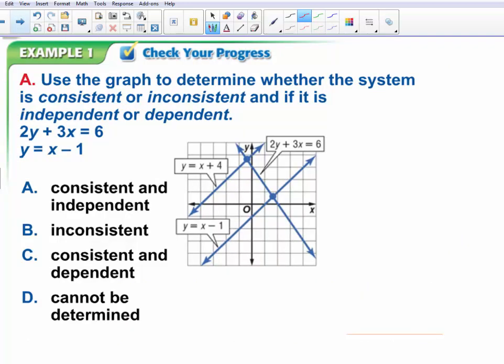Okay, use the graph to determine whether the system is consistent or inconsistent. Pause this, take a minute for yourself to see if you can get this correct. When you are finished, hit play and check your answer.